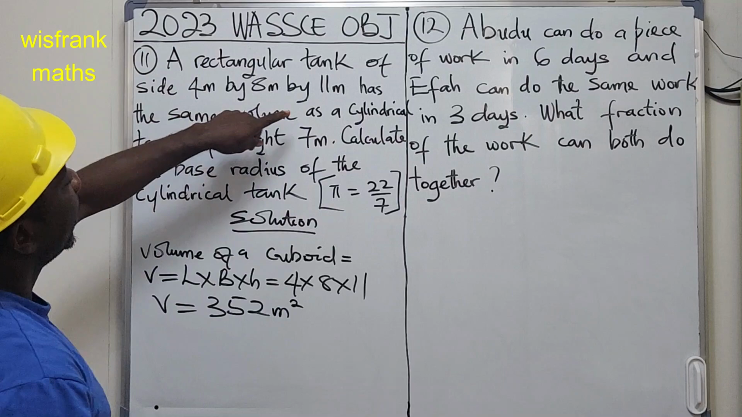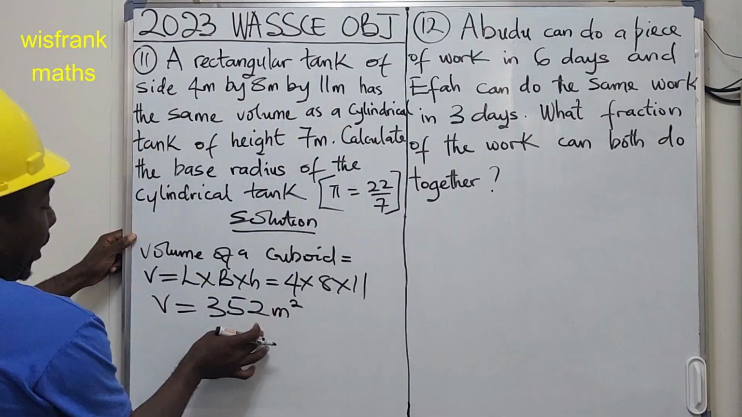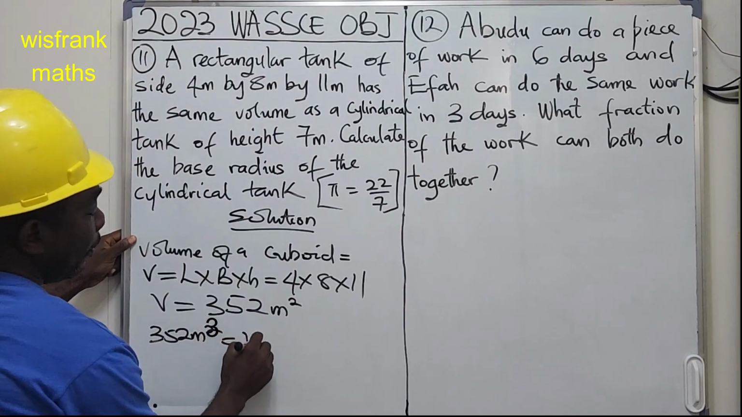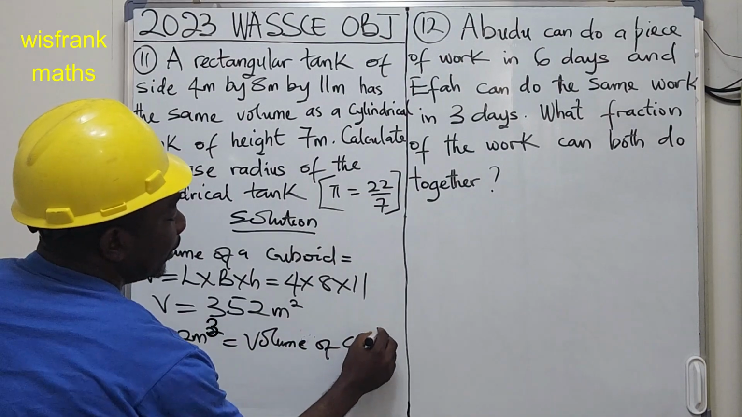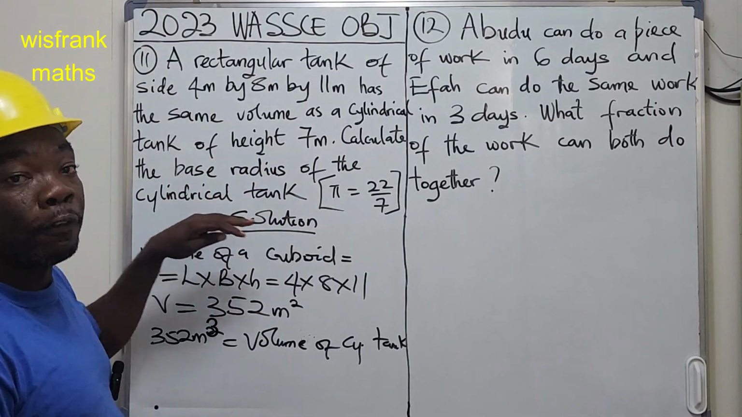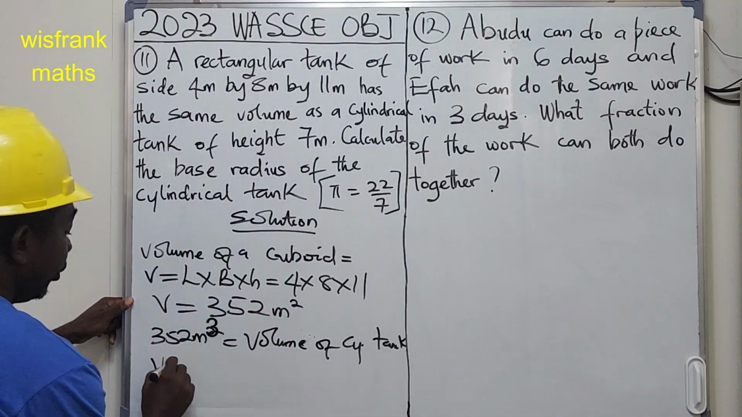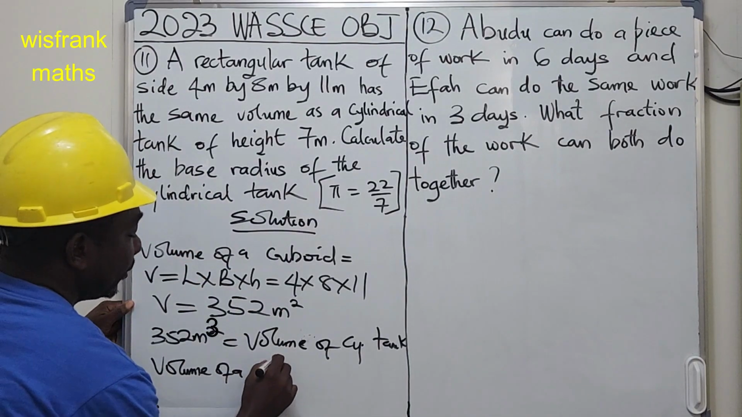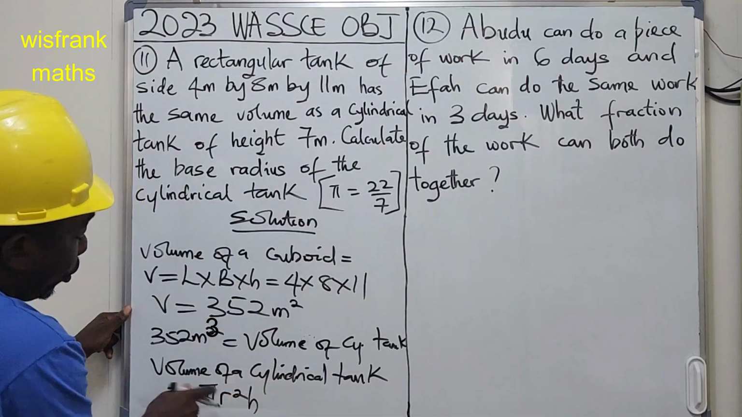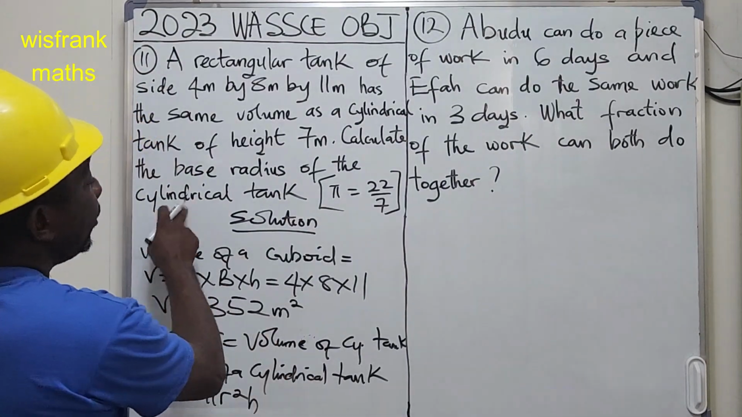This question says the volume of the rectangular tank is the same as the volume of a cylindrical tank. This 352 meters cubed is the same thing as the volume of the cylindrical tank. And we are asked to calculate the base radius of the cylindrical tank of height 7 meters. The volume of a cylindrical tank equals pi r squared h. Let's substitute pi and height into this to find the value of the base radius.